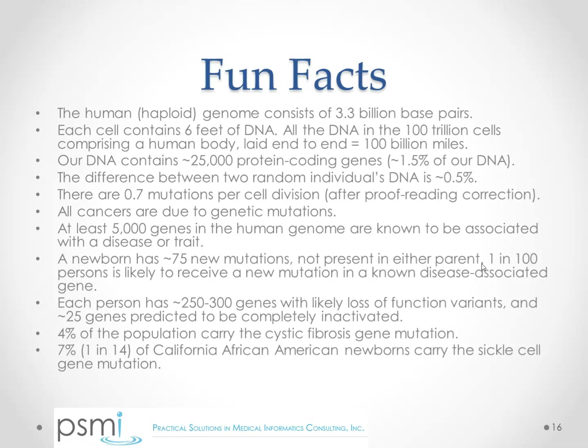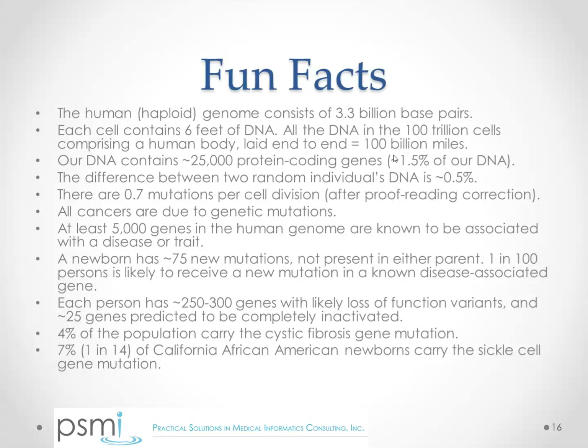A newborn has approximately 75 new mutations not present in either parent. And these are from mutations that either arose during the process of sperm production or during the process of egg production. So Mom didn't have the mutation, Dad didn't have the mutation, but when the sperm was produced during that final mitosis or during that final meiosis, a new mutation was introduced during that process.